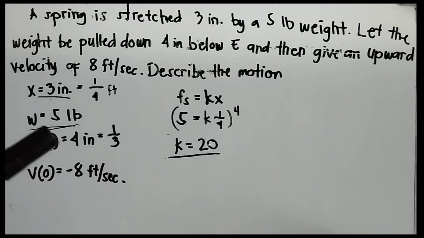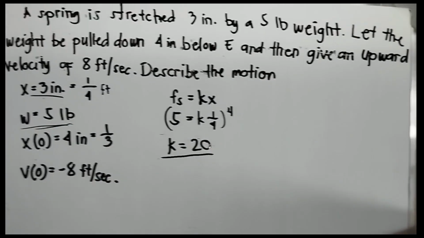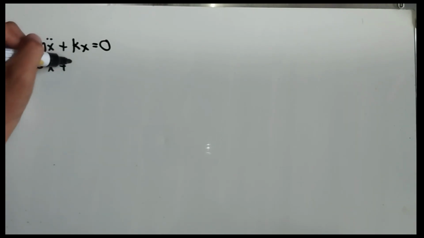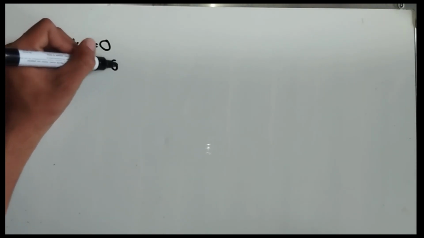Now we are asked to describe the motion, so we're going to solve for the motion. In order to describe the motion, we're going to use the undamped free vibration formula, which is m x double dot, or double prime, plus kx is equal to 0. For our m, we have 5 as given a while ago, so 5x double dot plus 20x is equal to 0.